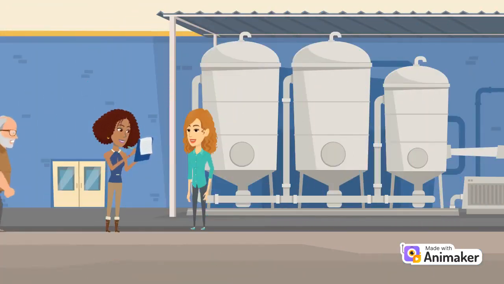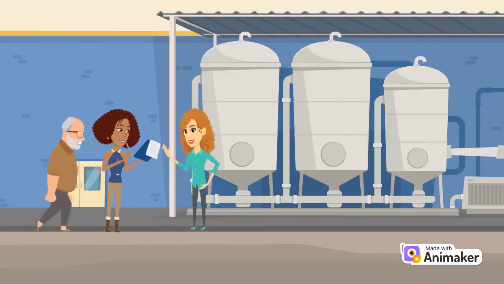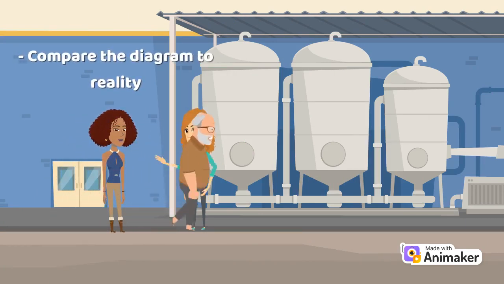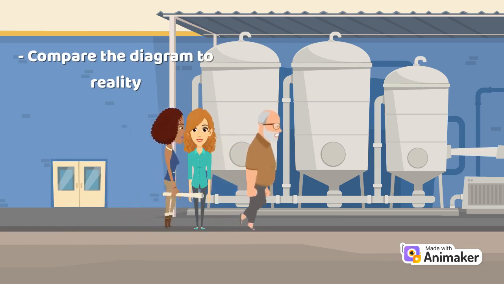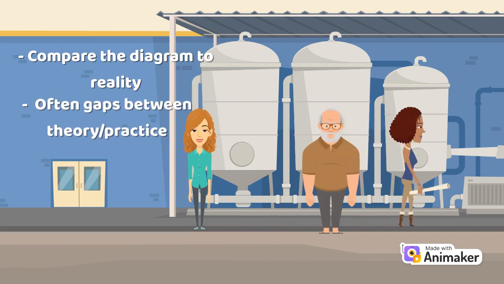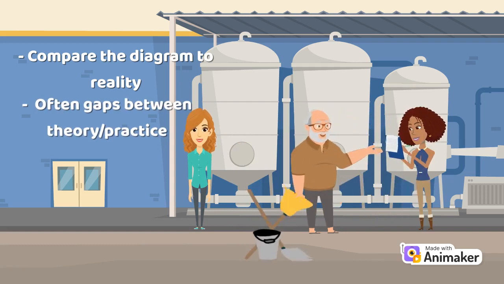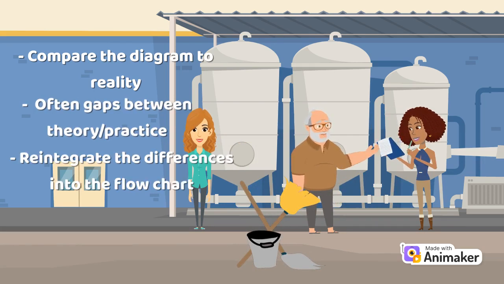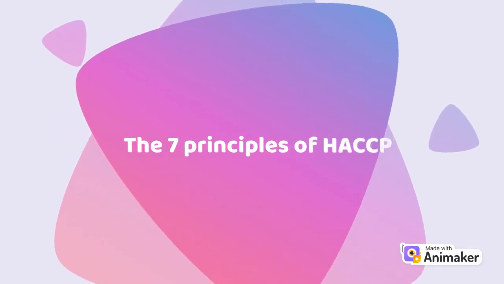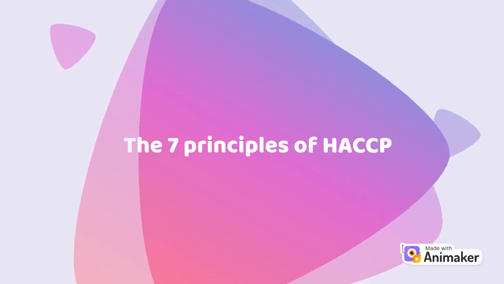The fourth step consists in verifying the conformity of the manufacturing diagram. In this phase, we must confront the diagram with the reality of the field. There are often gaps between theory and practice. This action may, for example, allow us to highlight the absence of cleaning of the work plan between 2 steps. Any differences found during this phase must be included in the manufacturing diagram in order to be as representative as possible. Once these 4 initial steps are in place, we can move on to the 7 principles of the HACCP method.